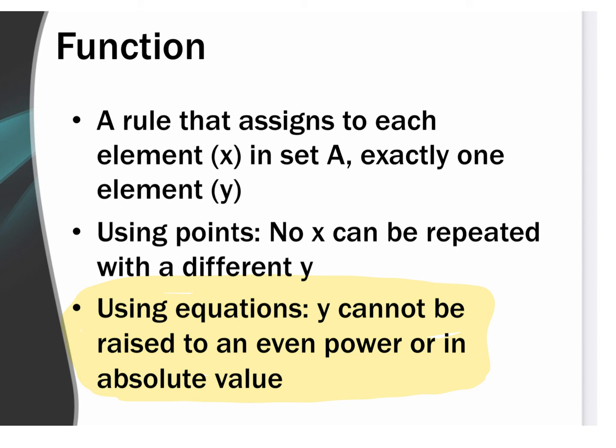So when you're looking at the equations like we're going to do on the next page, if your y is inside the absolute value, automatically, it's not a function. If your y is raised to the power of 2 or the power of 4, the power of 6, automatically, it's not a function. That's what it said at the very bottom of this page that was highlighted: y cannot be raised to an even power or in absolute value. Are there any other ways to be not a function? If you're given ordered pairs and your x values repeat, then that wouldn't be a function either. Those are the three qualifications of whether or not it's a function.